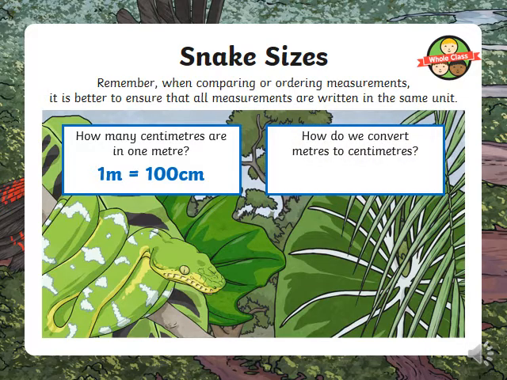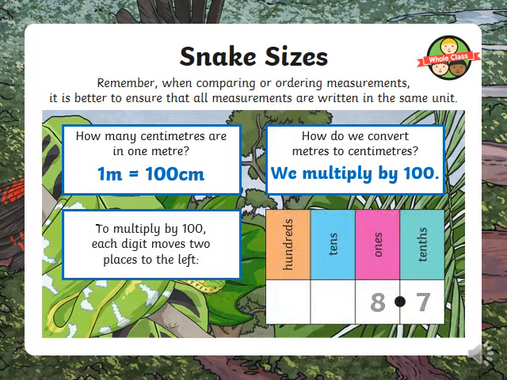How do we convert metres to centimetres? What do you think we would need to do? We would multiply by 100. To multiply by 100, on a place value chart, each digit moves 2 places to the left.